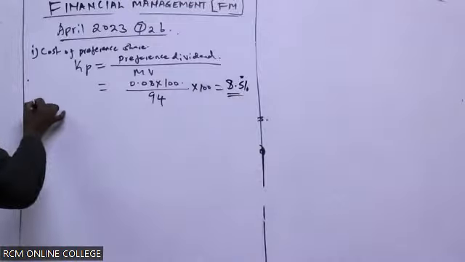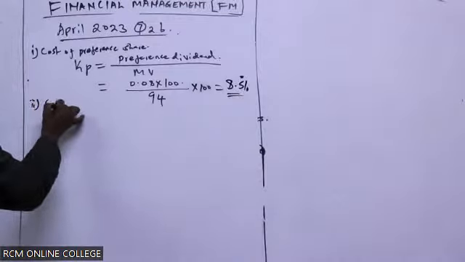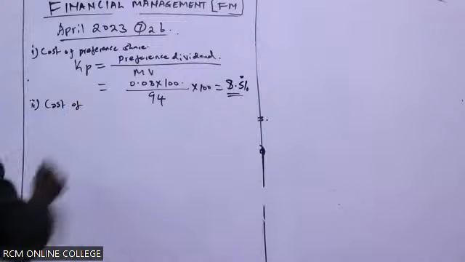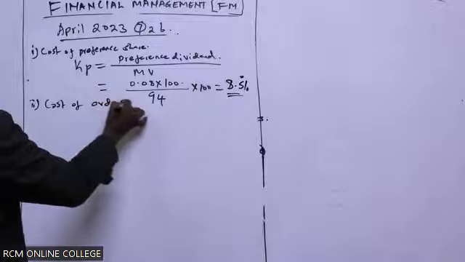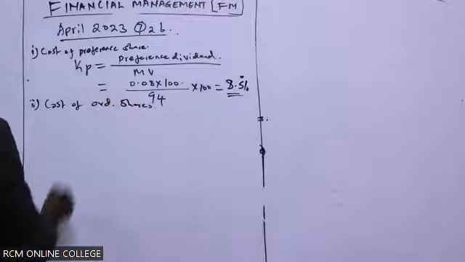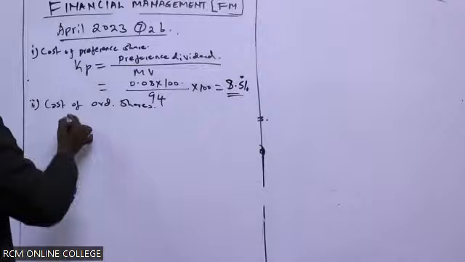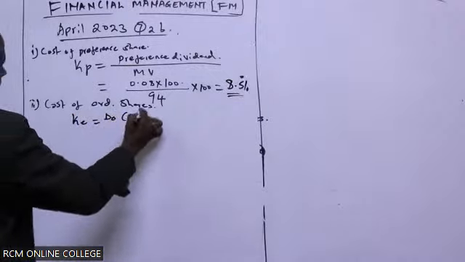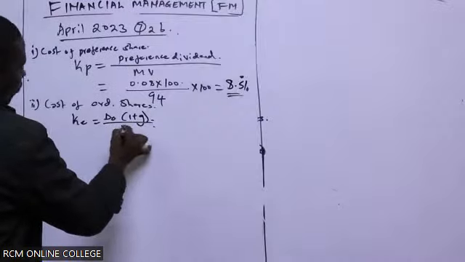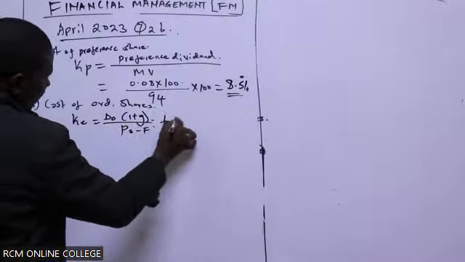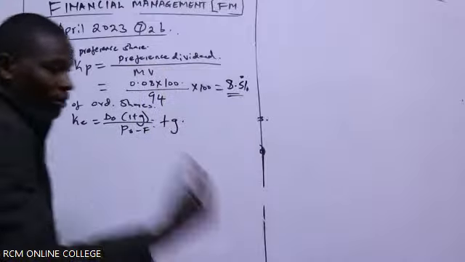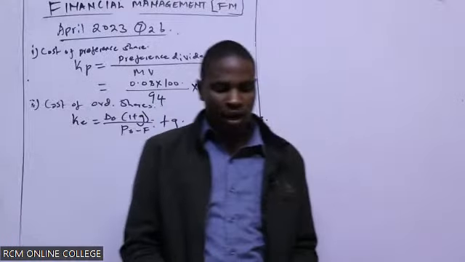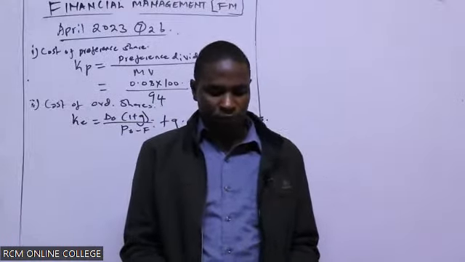We go to number 2, the cost of ordinary share. I know that to compute the cost of ordinary share, KE is equal to D0(1 plus g) divided by P0 minus F, plus g. Good. Now, from the question, just check. Do you have those items?